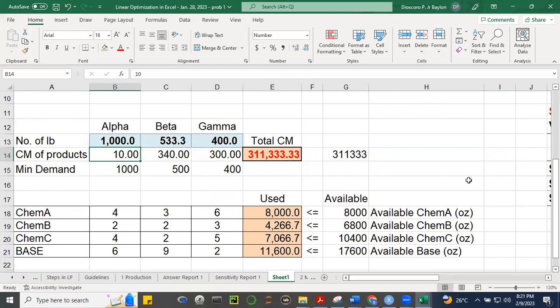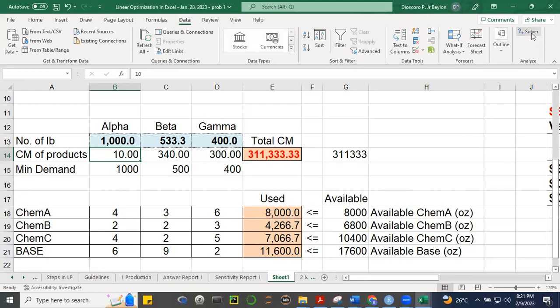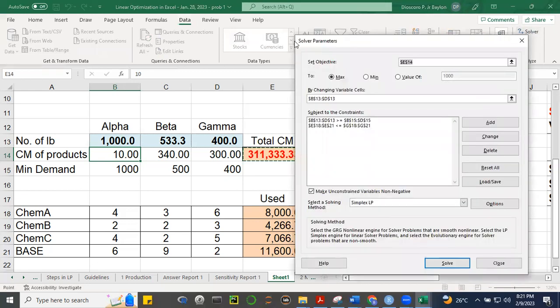Okay, 10. So what will now be the solution? Okay, so solver ulit natin. Data, solver. Alright? So nabago na, di ba? Si alpha from 350 naging 10 na lang. Will the optimal solution change?